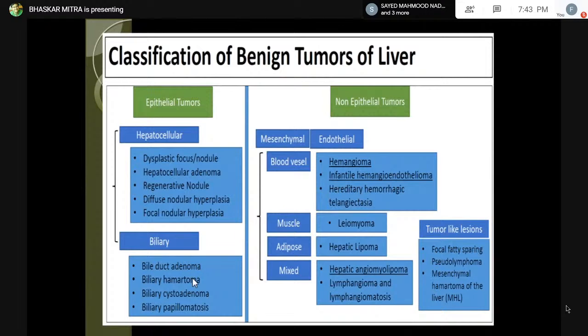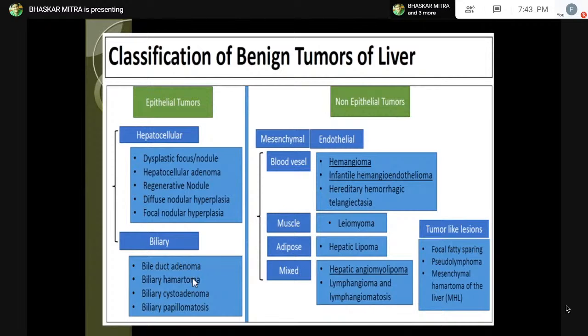In the muscle group, there are leiomyomas, rarely seen in the liver. In the adipose tissue, we have hepatic lipomas. In the mixed group, we get a combination of connective tissue components, like angiomyolipomas, with three components, and many more. There are some that may present as tumor-like lesions, like focal fatty lesions in the liver, pseudolymphomas, or mesenchymal hamartomas, which is an abnormal proliferation of the mesenchymal component. So on this approach, today I am going to address these liver neoplasms.